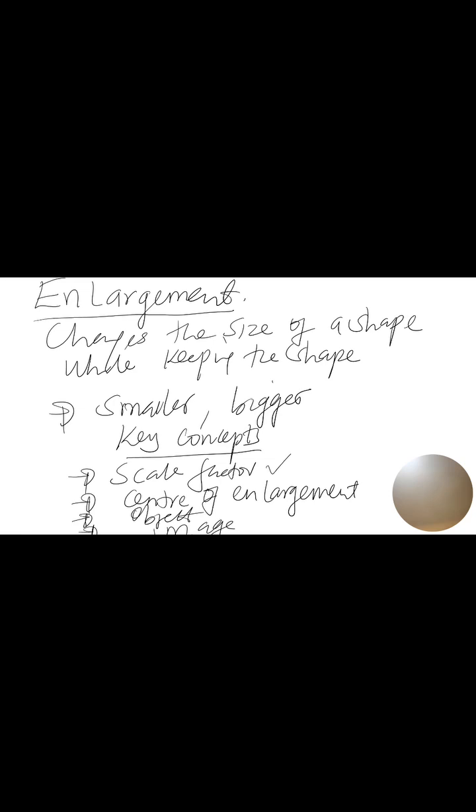A scale factor will tell us how much bigger or how much smaller an image has become. So you're able to know by how much this image has become smaller, or by how much we have enlarged it. Now, the center of enlargement is a fixed point from which we carry out our enlargement. Now, we have the object, the initial shape. Then when we do the enlargement, when we make it bigger or smaller, it becomes the image.